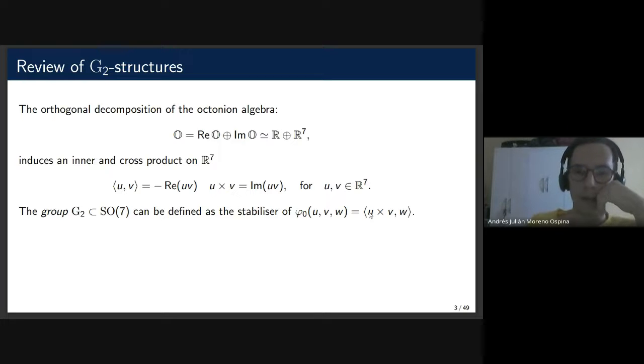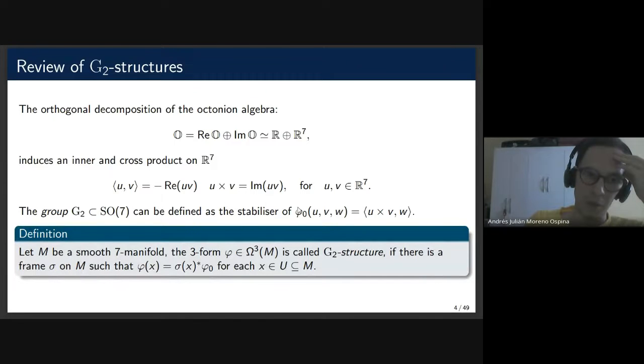And this three-form phi0 is the canonical G2 structure in R7. So for a 7-dimensional manifold, a three-form is called a G2 structure if there is a frame of the tangent bundle of M such that you can identify at each point the three-form phi with the canonical G2 structure, phi0.